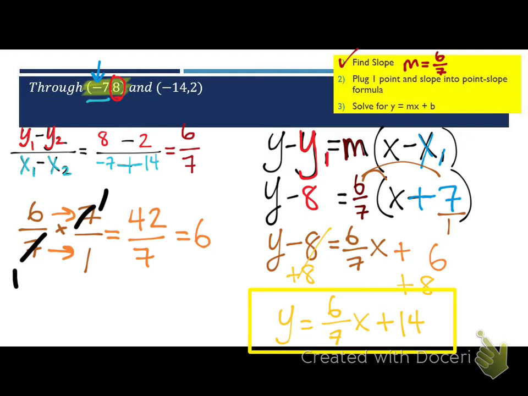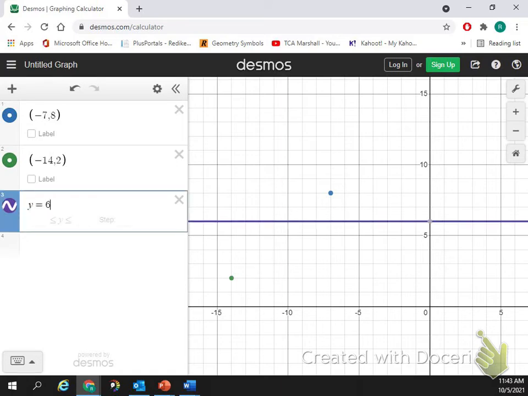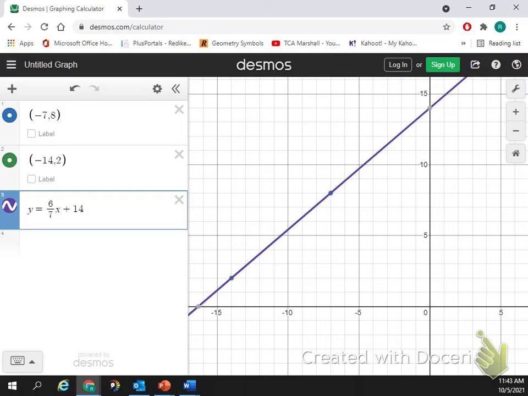All right, so I'm going to show you again on Desmos. What were our 2 points? (-7, 8). And then what was my second point? (-14, 2). So we want a line that goes through these 2 points. I'll zoom out. There they are. And we found that it was y equals 6 over 7 x, and then what was it? Plus 14. Ta-da! Beautiful. So that's why tomorrow it's going to ask you to graph to check. This is what it would look like. Questions about this one? Good. You can turn the page.